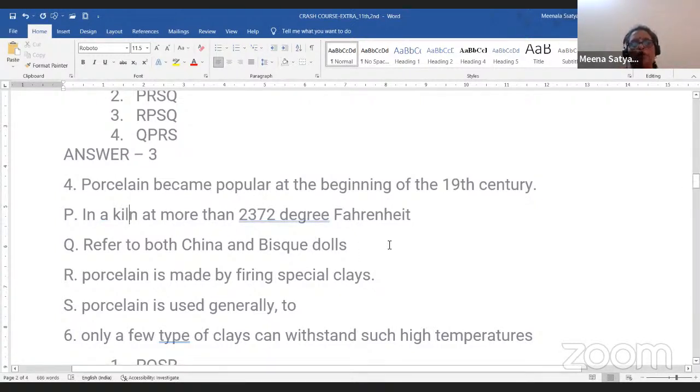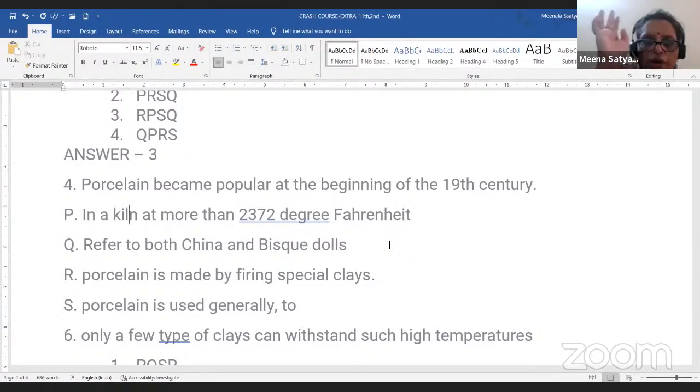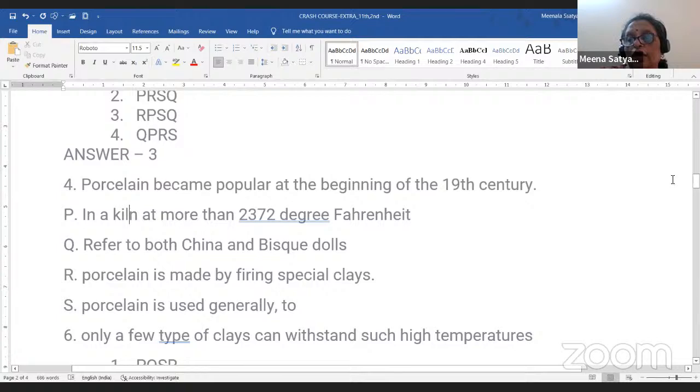Porcelain is used generally to refer to both china and bisque dolls. Porcelain is made by firing special clays. Only a few types of clays can withstand such high temperatures. So porcelain has become popular.